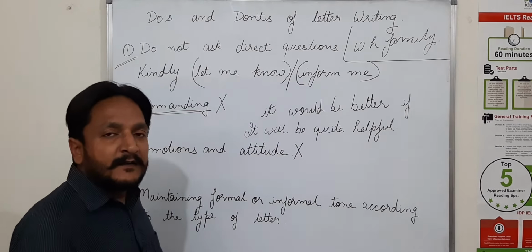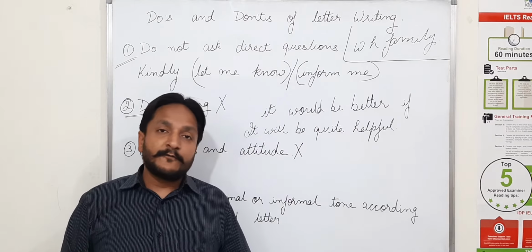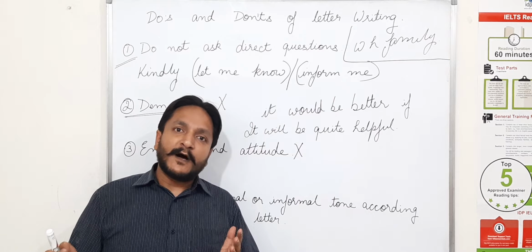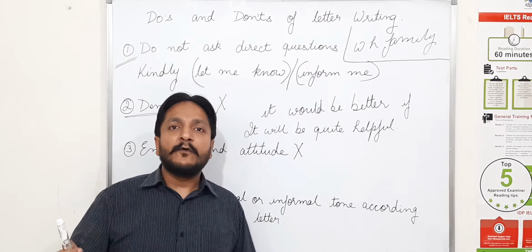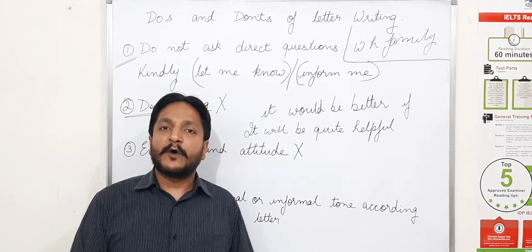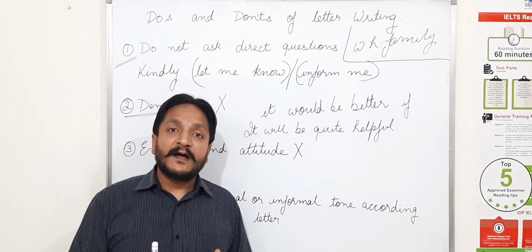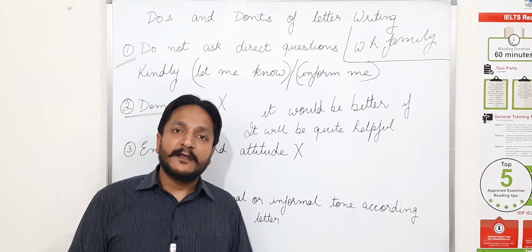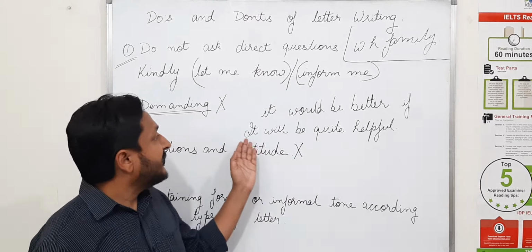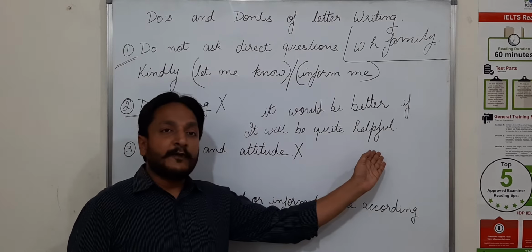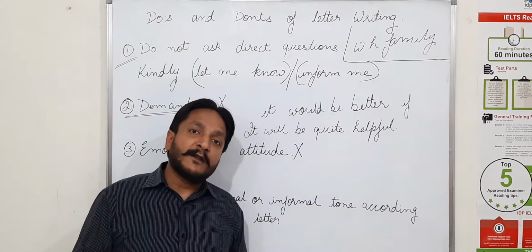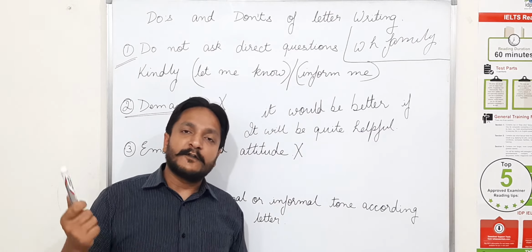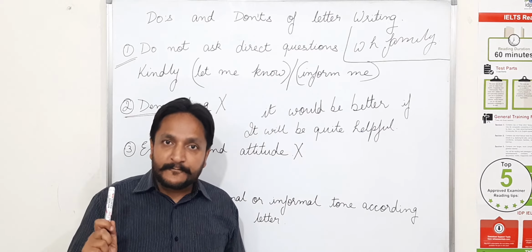Suppose you are writing a letter to the municipal councillor of your area and you want him to make an environmental park in your area where people can go and have their evening walk. So you cannot say that I request you to make this environment park in my area. You will say that it will be quite helpful if an environment park is made in my area so that people can go there for their morning or evening walk.